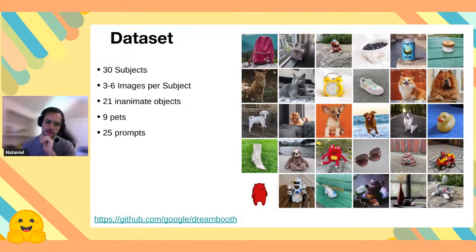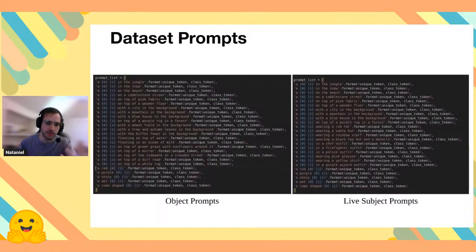This could be useful for your project because we have a dataset of 30 subjects where we have 3 to 6 images per subject: 21 inanimate objects and 9 pets, and then we also have a set of associated prompts. So this is a dataset that could help you evaluate your specific model. If you have models for style, then you can try to evaluate them on these subjects. There are no other datasets that have this variety of subjects and also several images per subject in different poses and contexts. So that's the interesting thing about this. We also have the prompts: 25 prompts for objects, and 25 prompts for live subjects, such as pets.